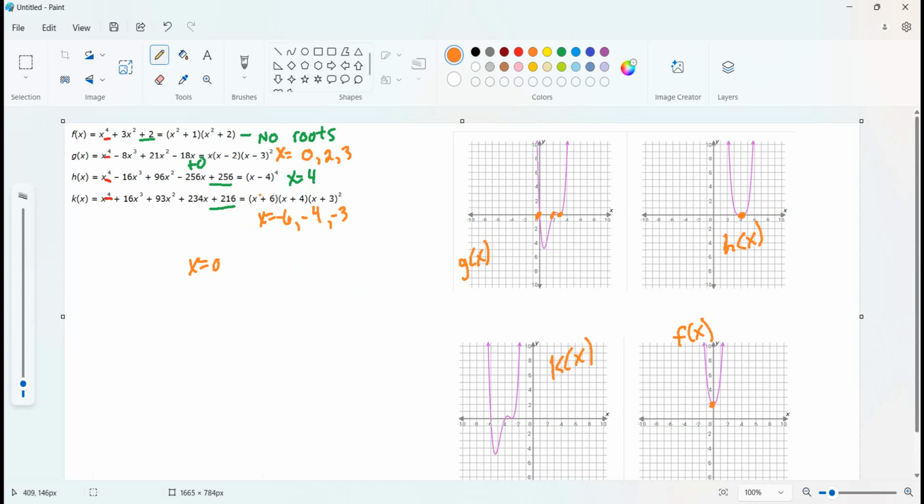And again, its y-intercept is way too big, but we can take these factors and change the sign. That's going to be -6, -4, and -3. -6, -4, -3. And that's how that goes. And I think that's all I have to say about that.